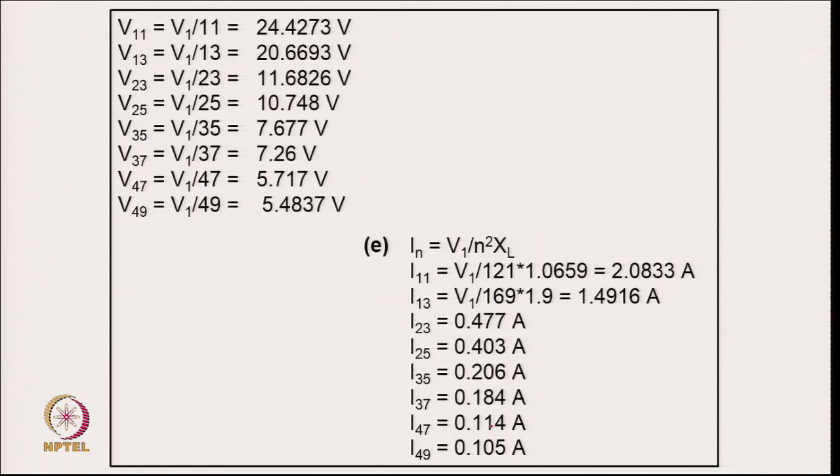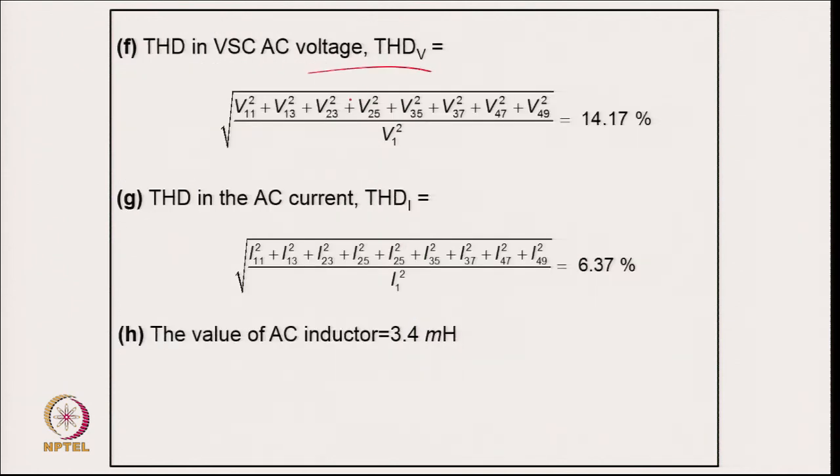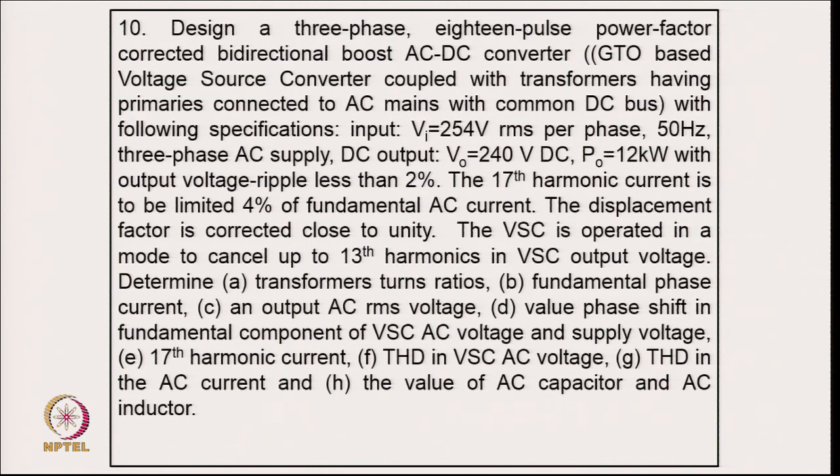The phase shift from this relation, once we know the reactance and the supply voltage and converter fundamental, comes to 9.4, putting in the value, 9.5 degree. Then we can have all dominant harmonic voltages and all dominant harmonic currents from this relation, and then the TAD of the voltage, putting the relation here, is 14.17, which is just close to 15%, and the TAD in the current is 6.37 for the given data. The value of interfacing inductance, which we calculated to limit the 11th harmonic to less than 5%, comes to 3.4 millihenry.